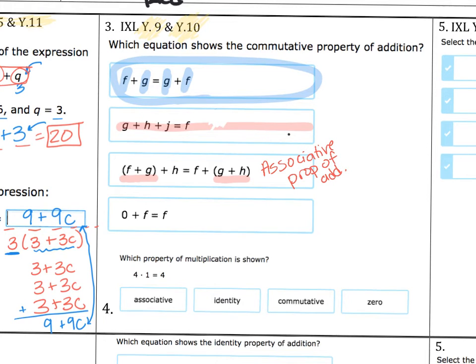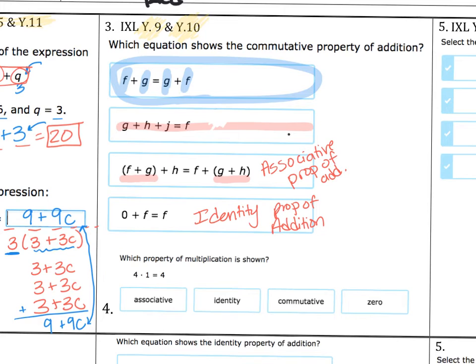And the associative property of addition is when you add more than two numbers and you group the numbers in a different order, but the sum doesn't change. So when there are two or more terms, and you arrange them differently and the parentheses are around another two set of numbers, and you still get the same answer, that's considered the associative property of addition. And then this last one is 0 plus F equals F. That's called the identity property. So you can write identity of addition.